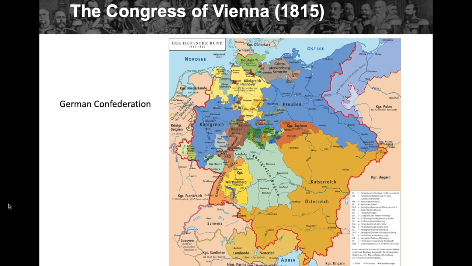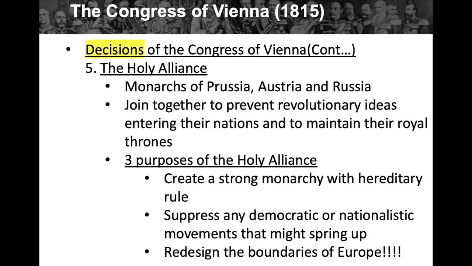Okay. So anyway, that's just a map of the German Confederation, just to give you an idea of what it looked like. Okay, so the decisions of the Congress of Vienna continued. Number 5, the Holy Alliance. Monarchs of Prussia, Austria, and Russia joined together to prevent the revolutionary ideas from entering their nations and to maintain their royal thrones. And there are 3 purposes of the Holy Alliance.